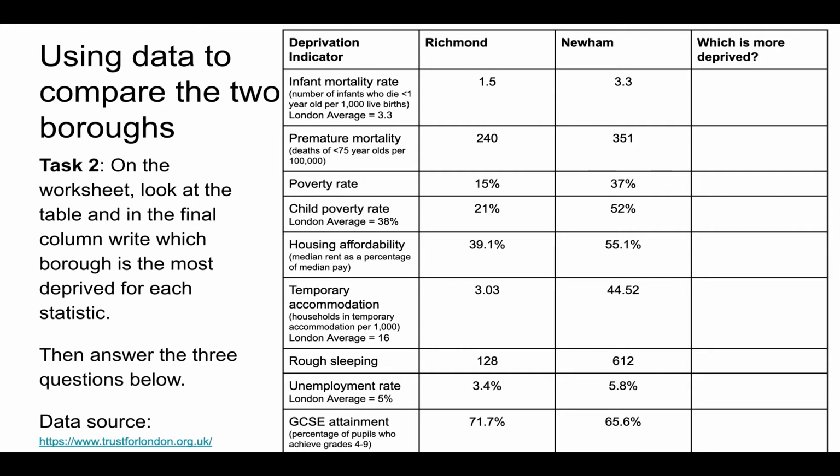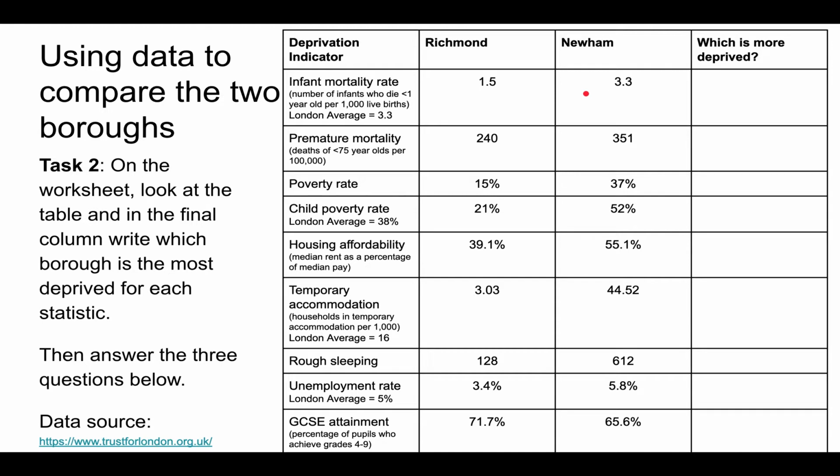Let's take, for example, the first one. Infant mortality rate, infants being children. Mortality is the death rate, okay? So if we have high mortality of children, lots of children dying, is that a good thing or a bad thing? It's a bad thing, isn't it? So if it's a bad thing, then we want the number of this thing to be very low, okay? And what we notice is that Richmond's rate of infant mortality, the number of children who die out of every 1,000 born, is only 1.5, whereas in Newham, 3.3.